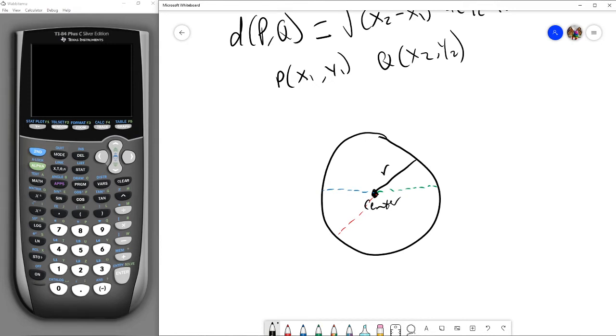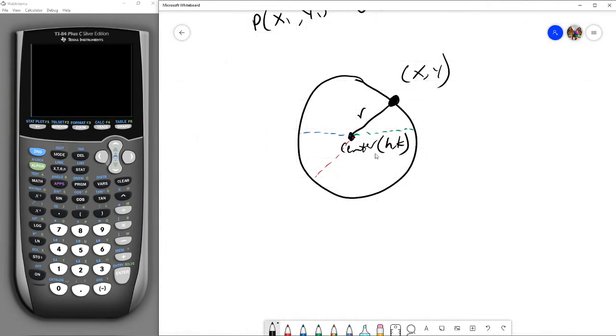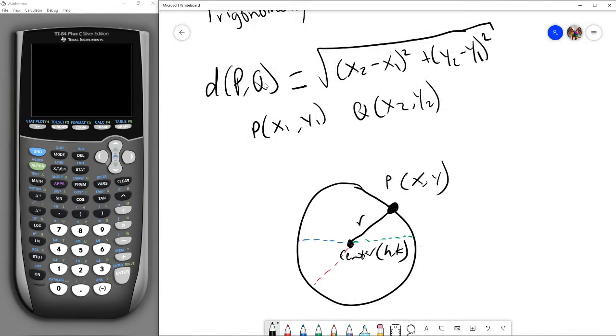So if I consider now some point, we'll call this about (x, y), and I think we'll just call the center (h, k). Now I could think about this in terms of a distance formula. When I think about the center and our point over here, we'll just call it P. The distance from center to P is the radius, but it's also asking the question, what is the distance between 2 points? In other words, we can use the distance formula.